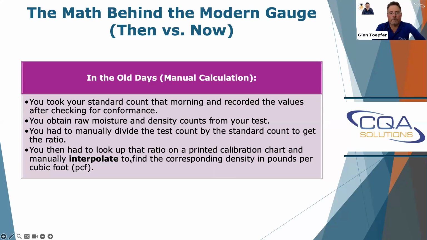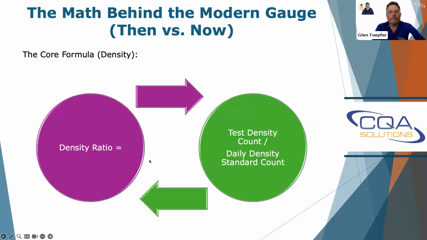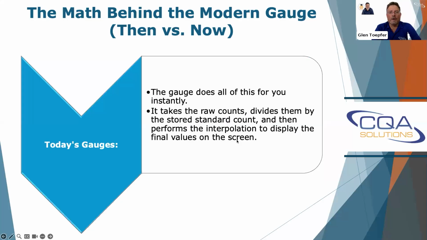The values never matched what was on the chart, so you had to interpolate, figure out your interpolation. Then you got to convert it through your other formulas to get your result. And that's just shown here in this slide. Density ratio, your density count divided by your standard count. Like I said, modern gauges, they all do it now for you.